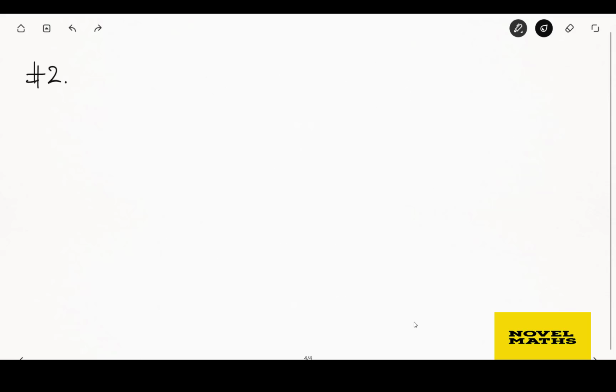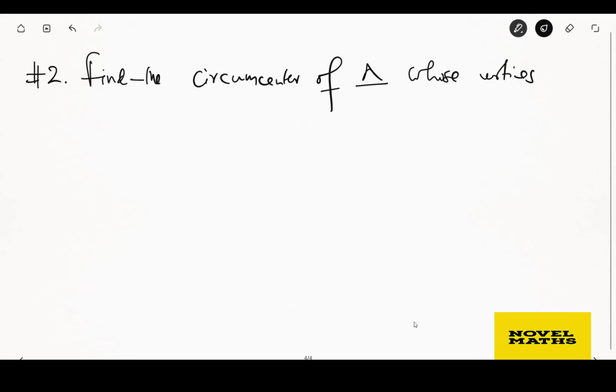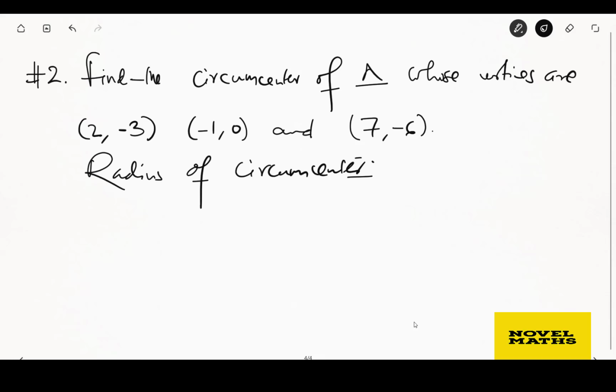Okay, the second question is, find the circumcenter of the triangle whose vertices are (2, -3), (-1, 0) and (7, -6). Also find the radius of the circumcircle. This again goes to the basics of geometry that you might have learned in your school time. You can try solving it. Anyway, I'm going to give the answer also.